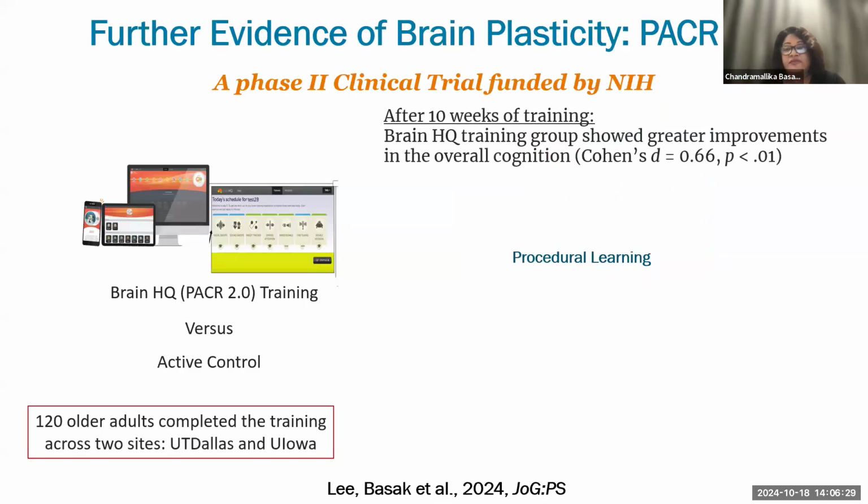Further evidence of brain plasticity is also from another clinical trial. This is headed by Dr. Hinkyu Lee at Posit Science, where we had 120 older adults who completed training across 2 sites, UT Dallas and University of Iowa. After 10 weeks of training, we see greater improvements in the Brain HQ training group in overall cognition.